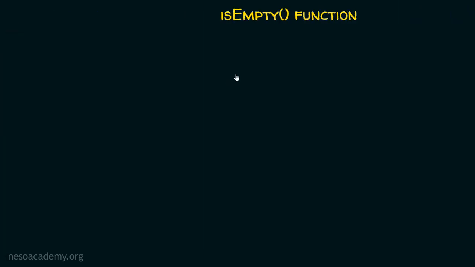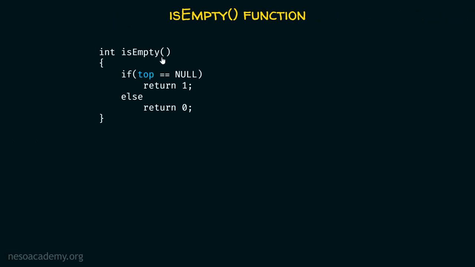Okay, this is how the isEmpty function looks like. It is very simple. We must check if top is equal to null. If it is the case that top is equal to null, then return 1, which means that top is null, and this simply means that our stack is empty. Else return 0, which means stack is not empty.